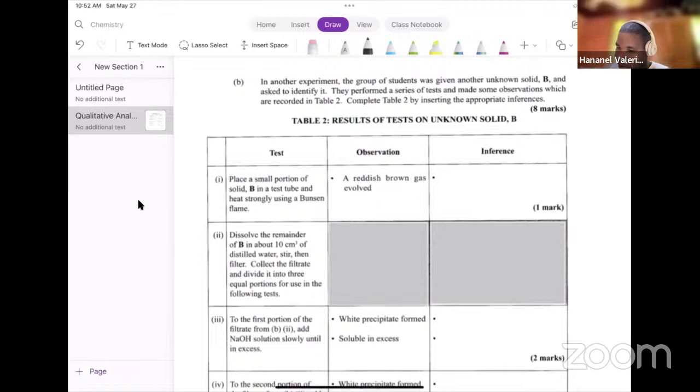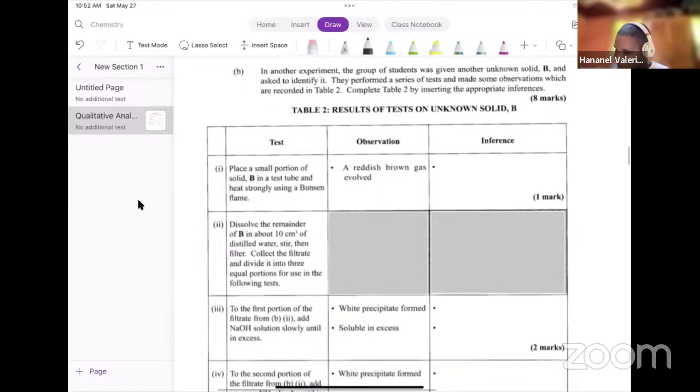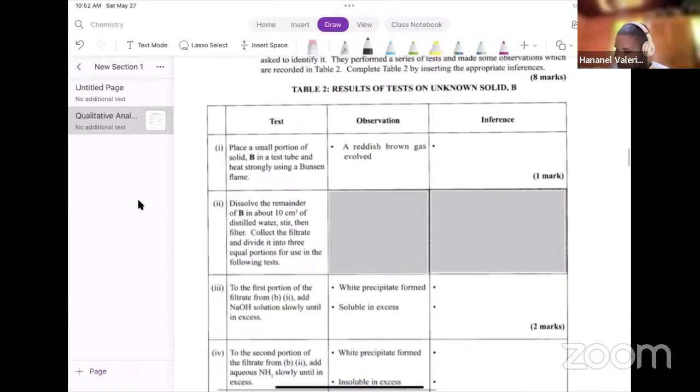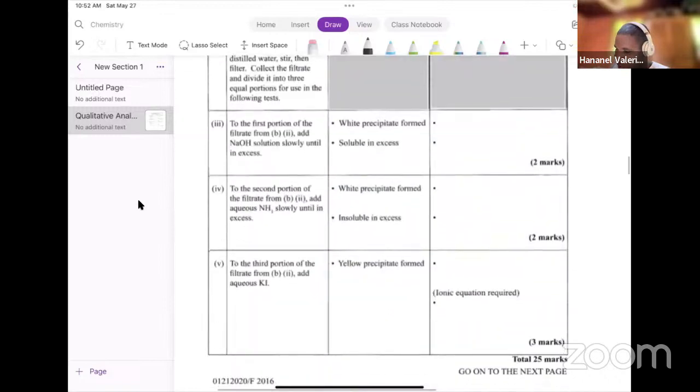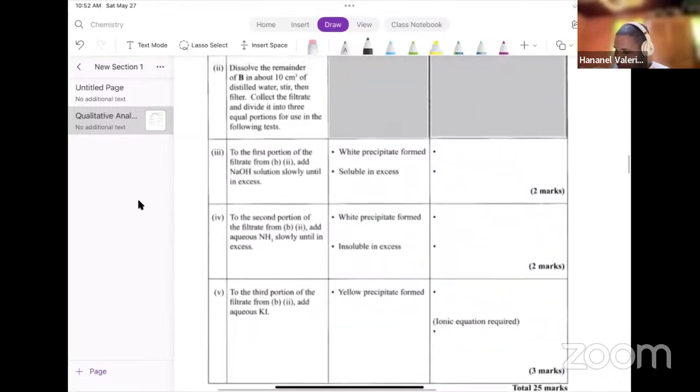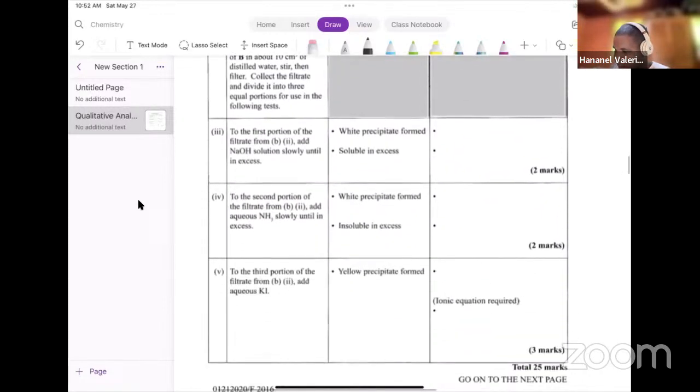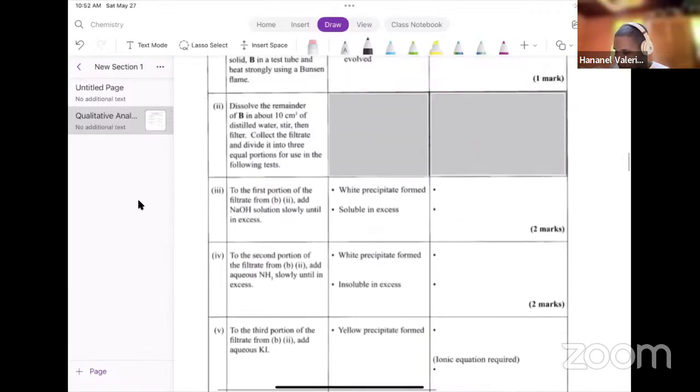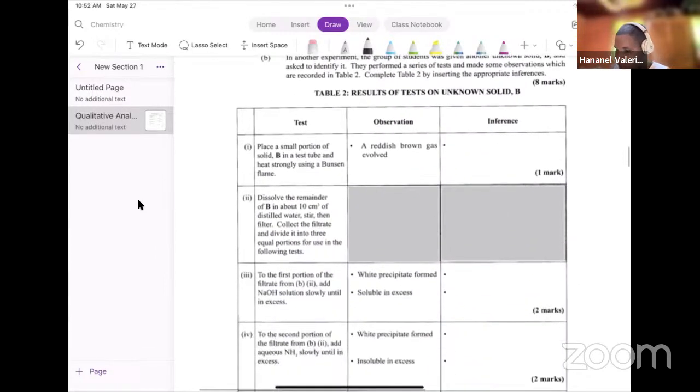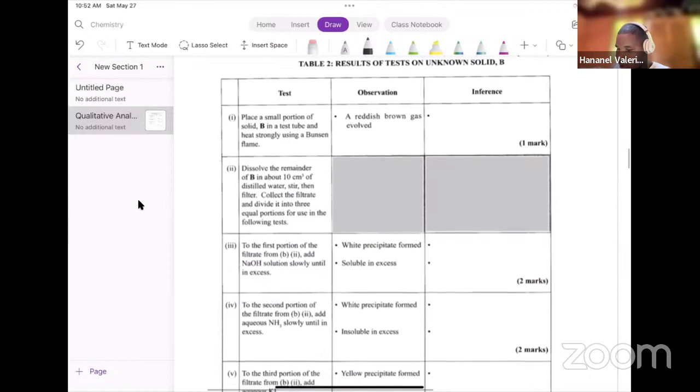So the question says, in another experiment, the group of students was given another unknown solid B and asked to identify it. They performed a series of tests and made some observations which are recorded in table 2. Complete table 2 by inserting the appropriate inferences. So this time we're just doing inferences alone, okay? And this one was 8 marks in total, 2016. So would somebody like to walk us through this one?